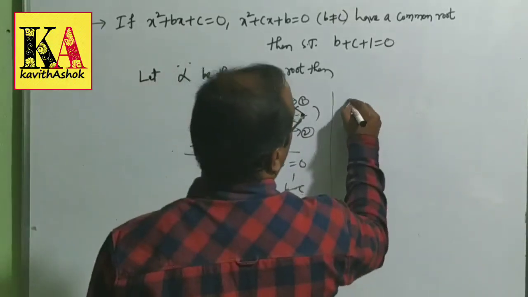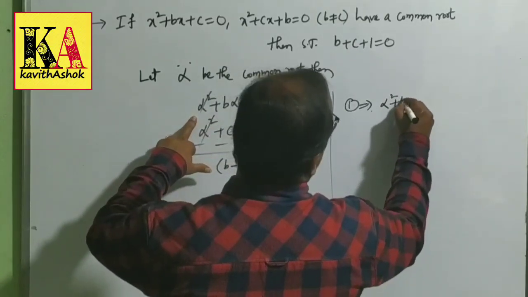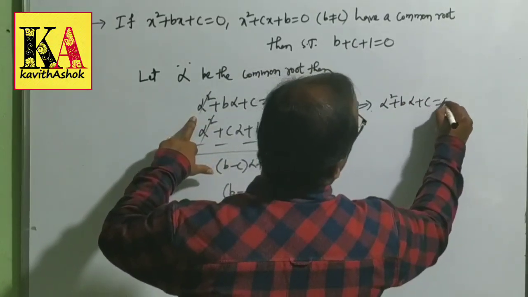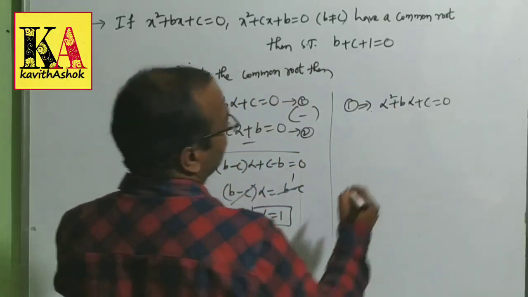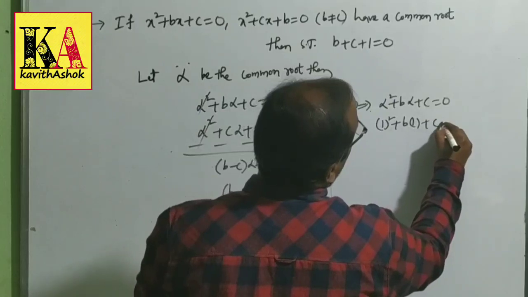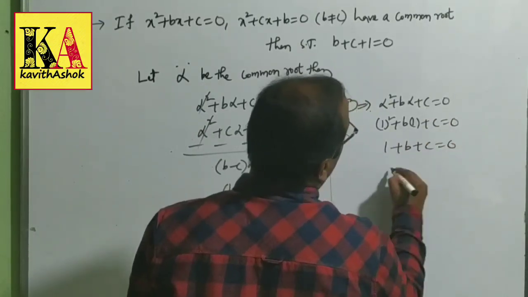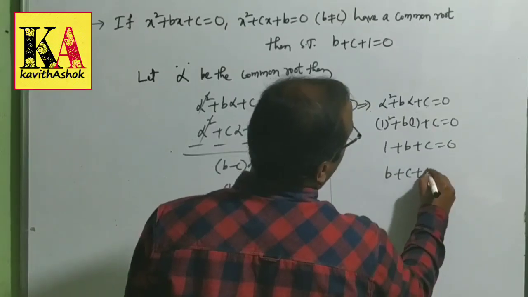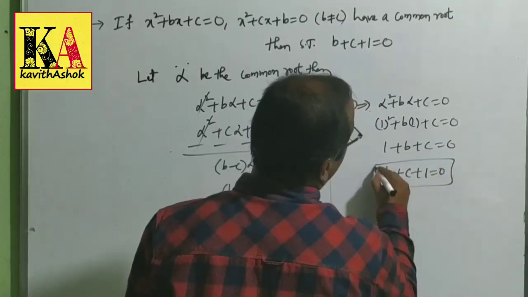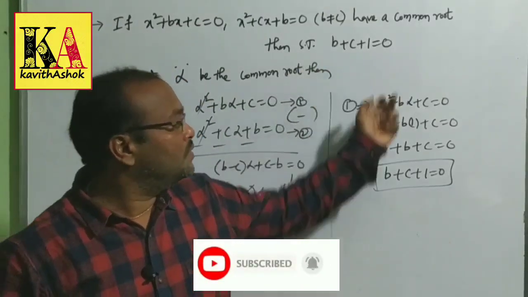Equation 1 implies alpha square plus b alpha plus c equal to 0. Wherever alpha is, replace it with 1. So 1 square, plus b into 1, plus c equal to 0. 1 plus b plus c equal to 0. So finally this is b plus c plus 1 is equal to 0. Like this we can solve the problem. So b plus c plus 1 is equal to 0.